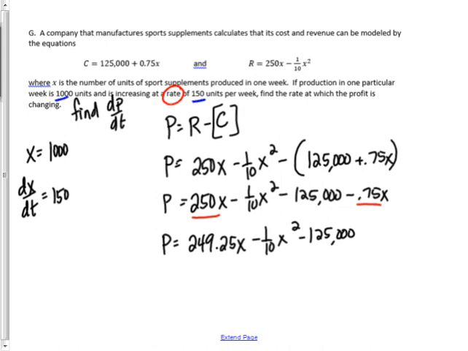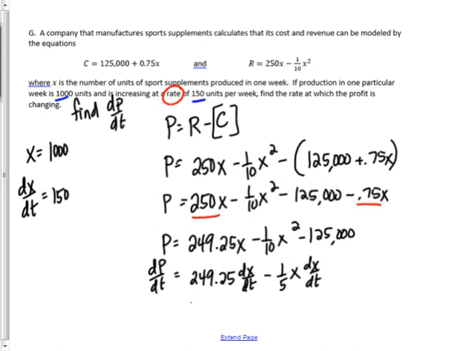So when I take the derivative now, derivative of profit would be 1, follow it with dP/dt. All right, if I take the derivative here, I get just 249.25, follow it with dx/dt, minus, all right, 2 times a 10th is 1/5 x, follow it with dx/dt.